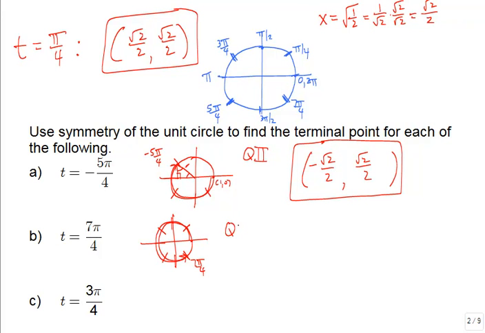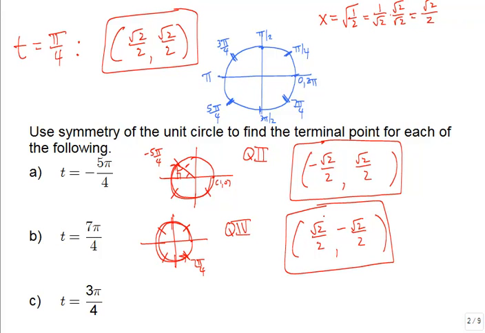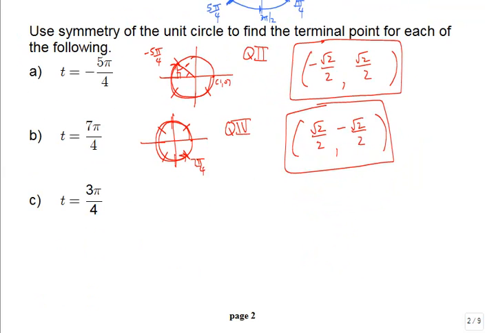And that is in quadrant 4. So automatically, because it's a pi over 4 terminal or t value, I know that my terminal point has to be root 2 over 2, comma root 2 over 2. But since I'm in quadrant 4, the y value this time is negative and the x value is positive. So just adjusting my signs to fit the quadrant that we land in.